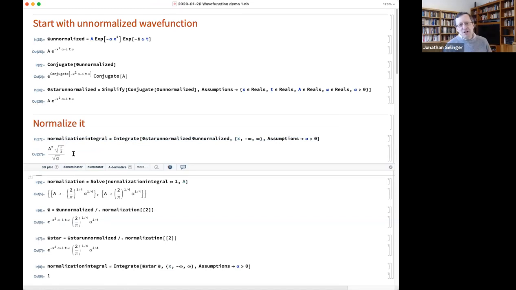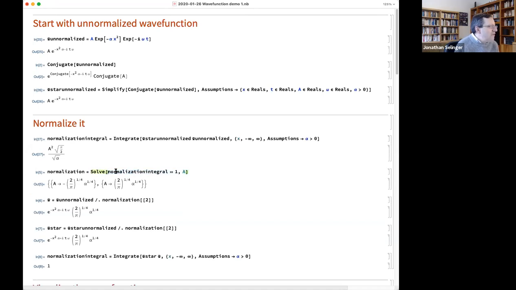I'm sure glad I have a computer to do that integral for me. That could be a hard integral otherwise, but luckily the computer can do it in a fraction of a second. Okay, so now I want to make sure that this thing is 1. So I say, solve the equation that the normalization integral equals 1, and solve that for this number A.